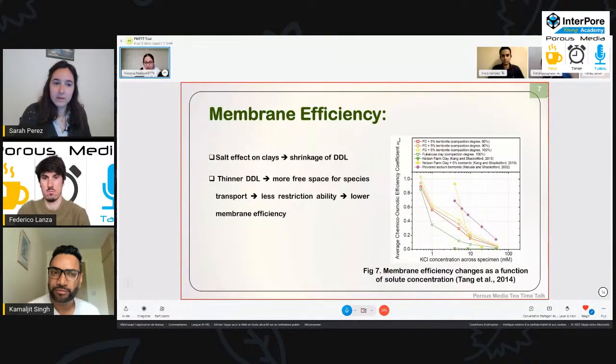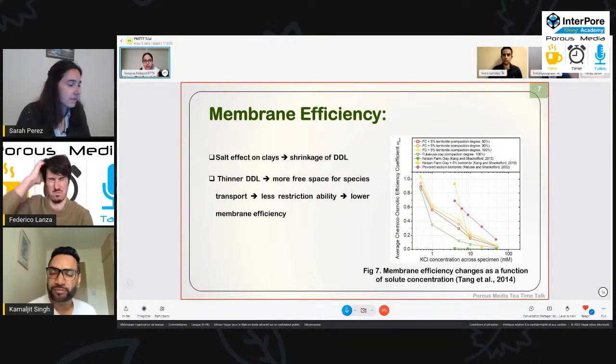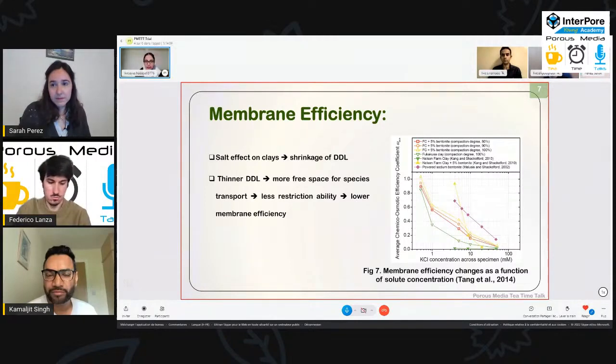As you can see in this figure, by increasing salt concentration, we expect a decrease in membrane efficiency. It happens because of the shrinkage of diffuse double layers in the clay particles, due to the effect of salt in pore water. And when we have thinner diffuse double layers, we have more free space for species transport, and actually less restriction ability, and as a result, lower membrane efficiency.